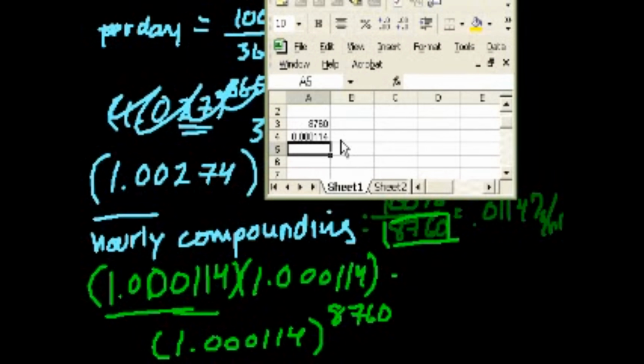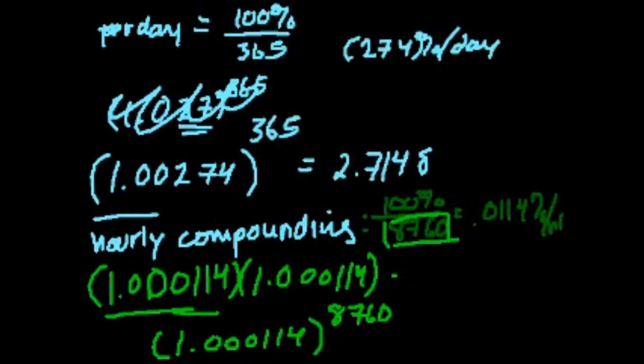So if I do plus 1.000114 to the 8,760th power, 2.71443. So now at the end of a year, after compounding roughly 8,700 hours, you'll owe me $2.71 and then some fractions of a penny.